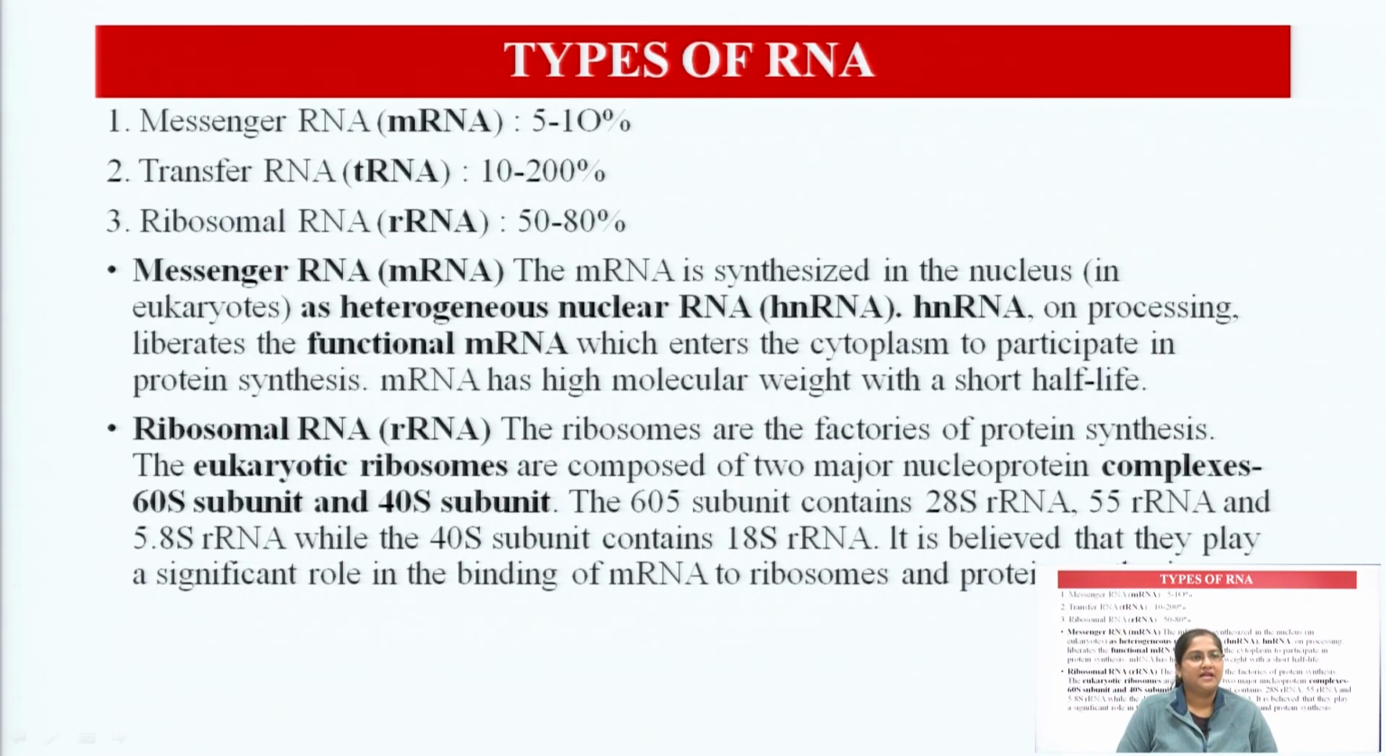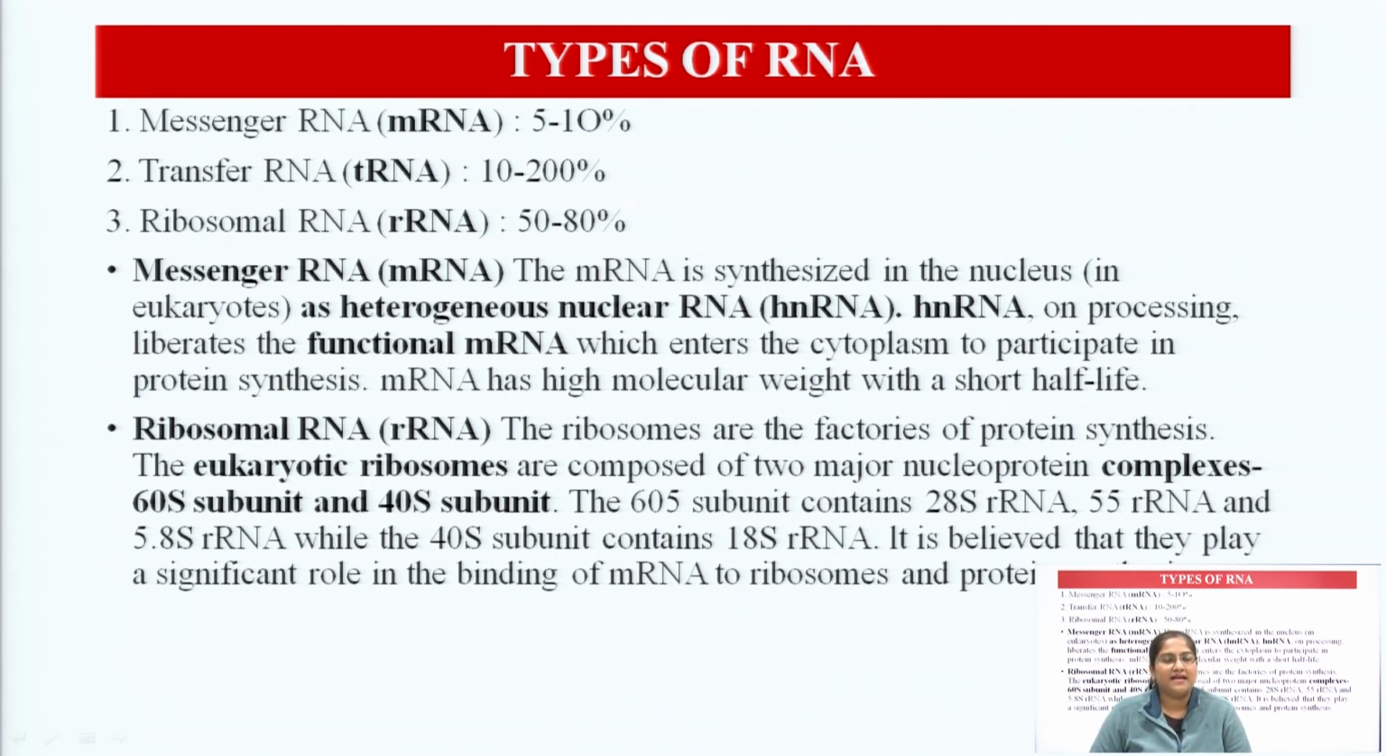These are the types. We know messenger RNA is 5 to 10%, transfer RNA is 10 to 20%, and ribosomal RNA is 50 to 80%. How does mRNA help? mRNA is synthesized in the nucleus as heterogeneous nuclear RNA, also called hnRNA, and on processing, the functional mRNA enters the cytoplasm and participates in protein synthesis.